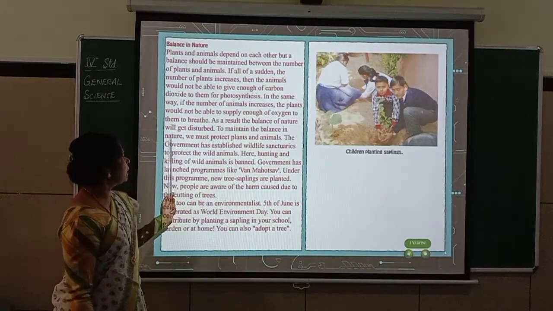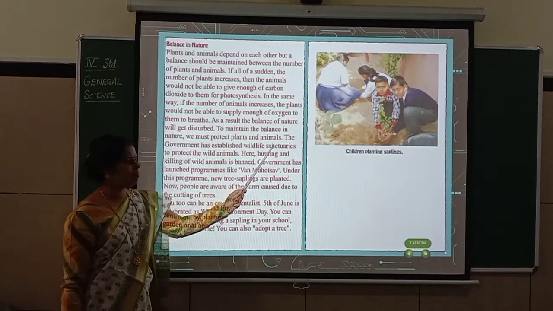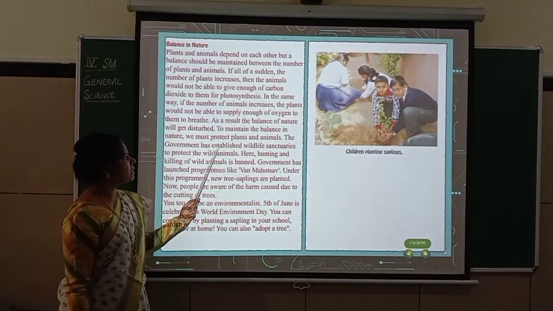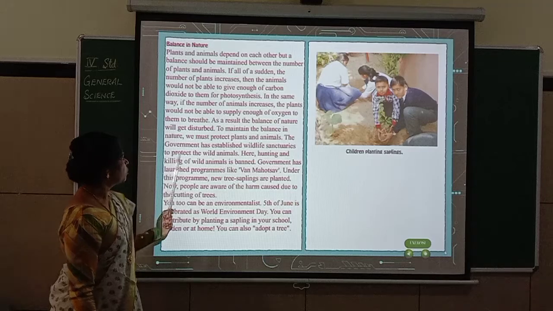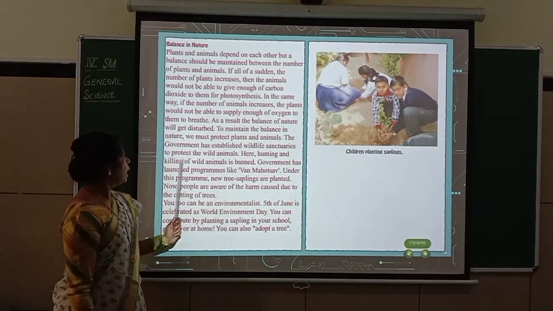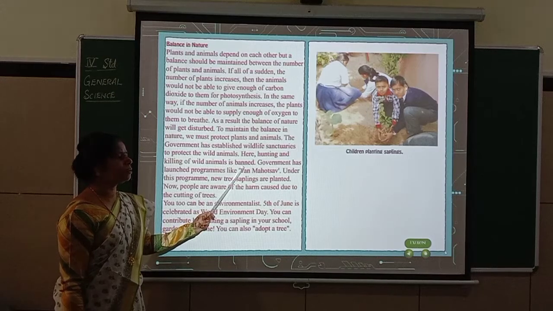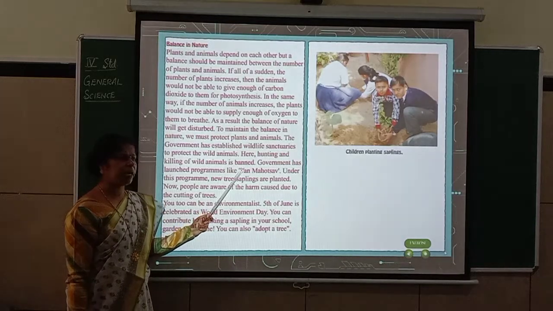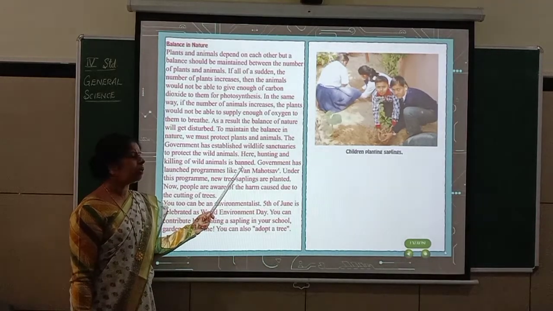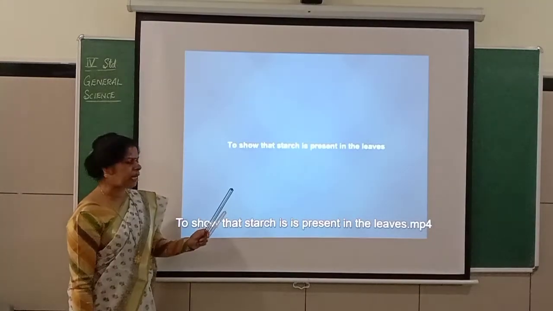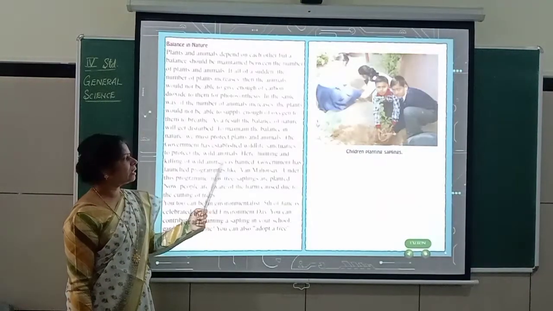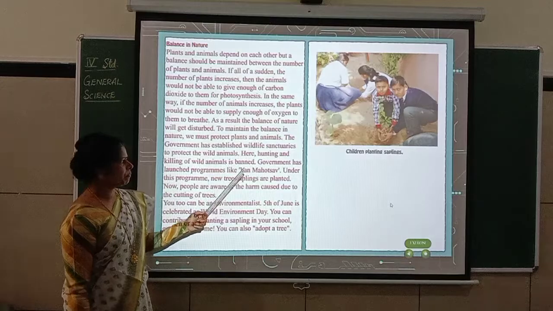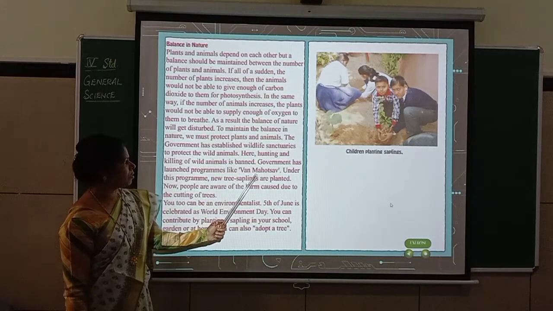To maintain the balance in nature, we must protect plants and animals. Both the plants and animals have to be protected to maintain a balance. The government has established wildlife sanctuaries to protect the wild animals. Here, hunting and killing of wild animals is banned. So there are wildlife sanctuaries wherein the animals are reserved. They are kept there without being hunted or anything. Nobody can use that because they are under the control of the government and they are left free in their own ecosystem.